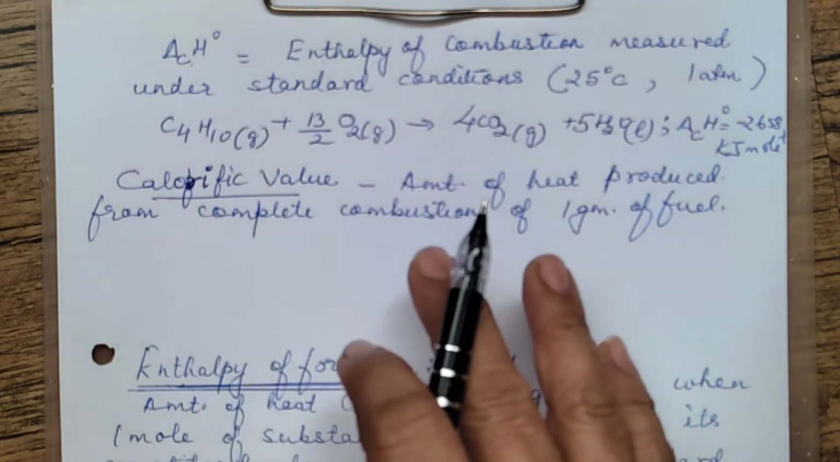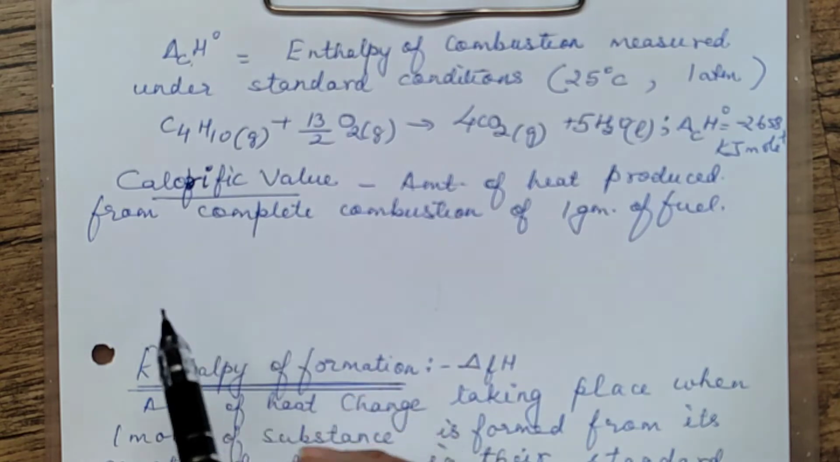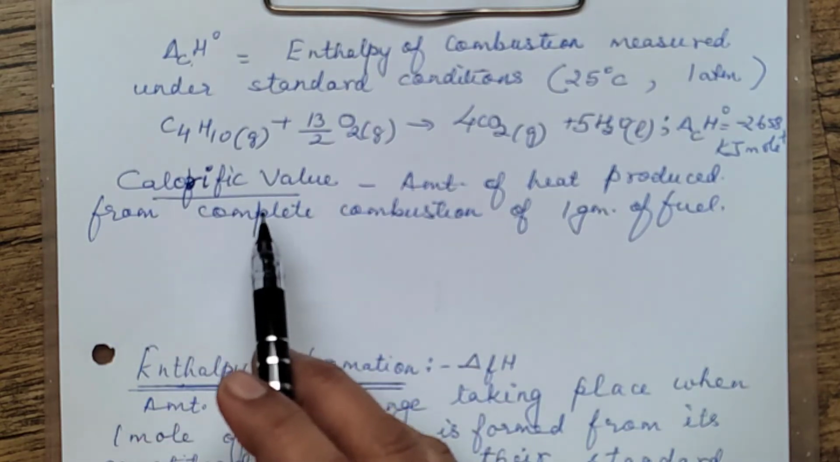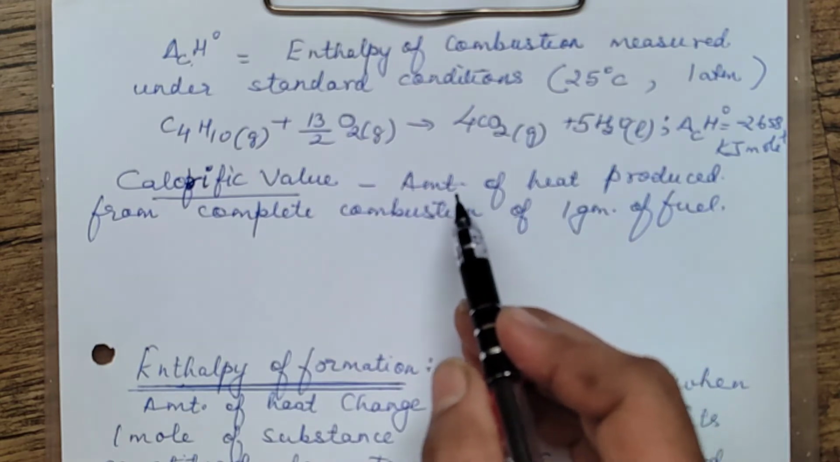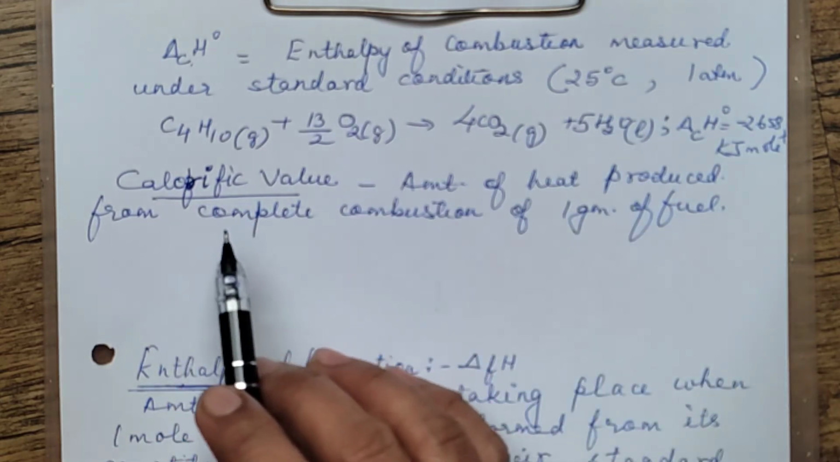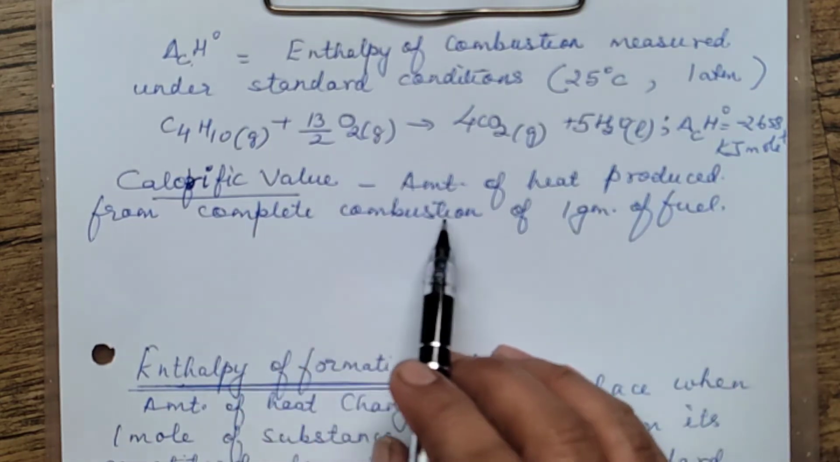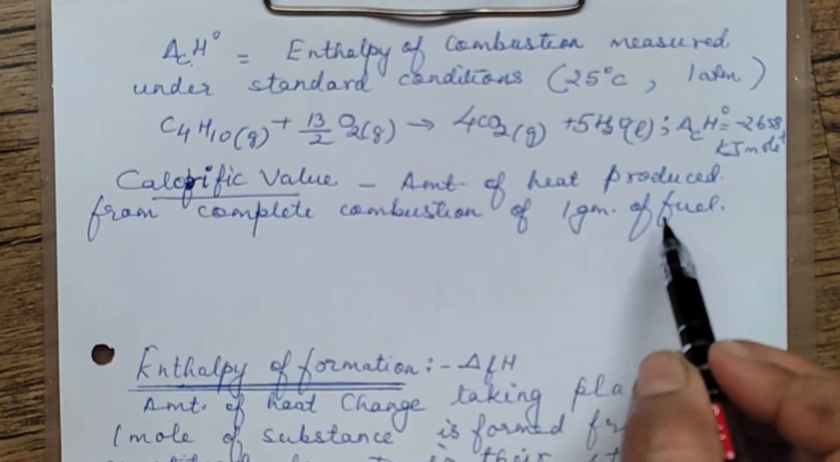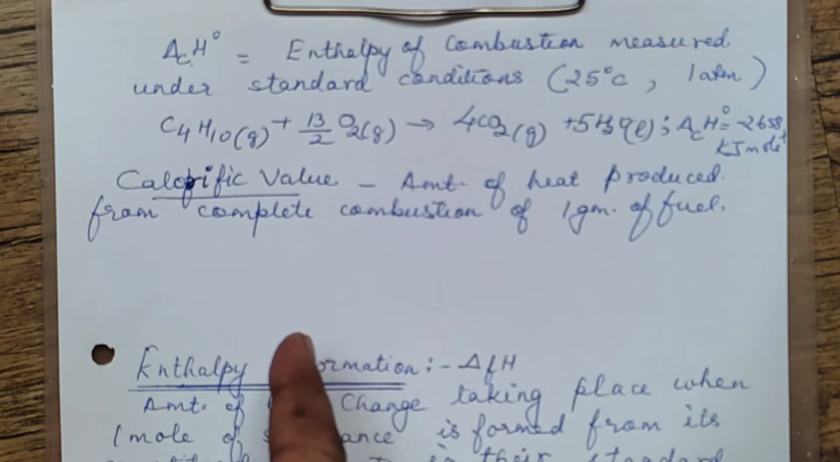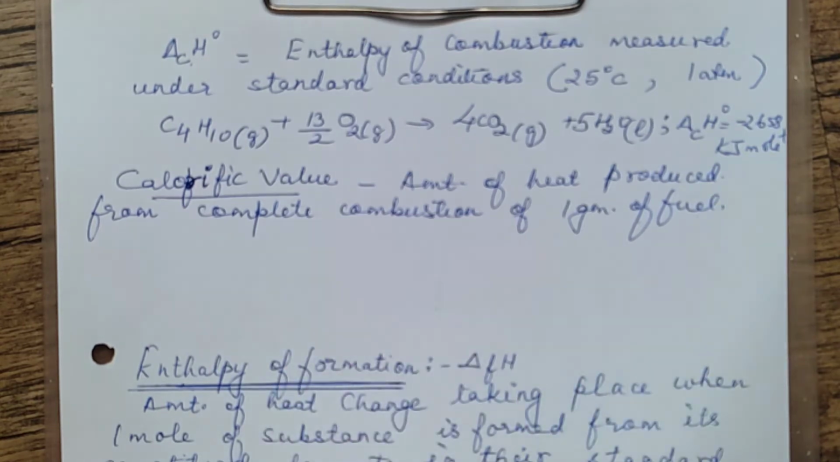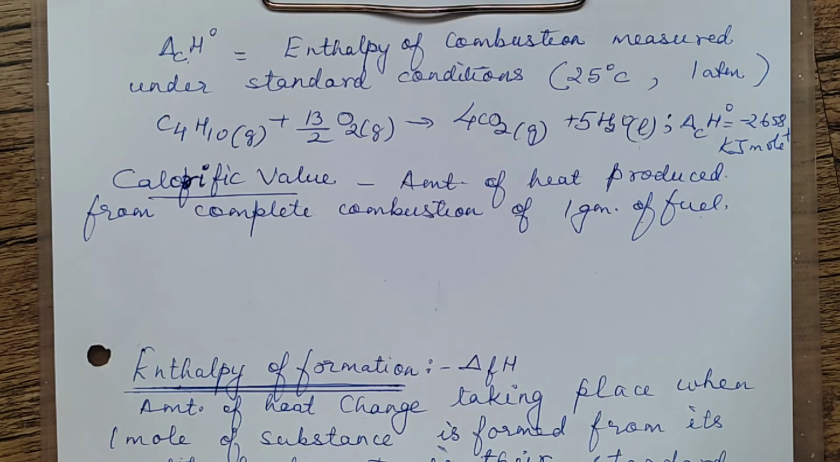Okay, now something related to hydrocarbons or any kind of fuel, you can also define calorific value. For example, the definition is the amount of heat produced from complete combustion of 1 gram of the fuel. To burn 1 gram of the fuel, what is the heat liberated? That is called the calorific value.